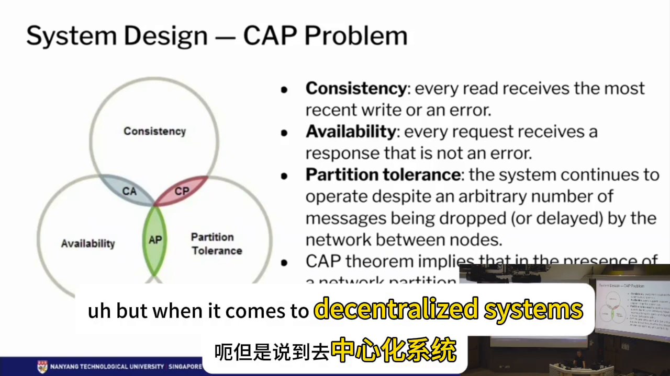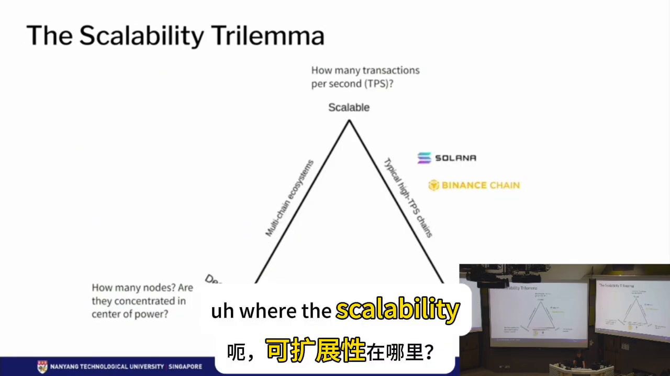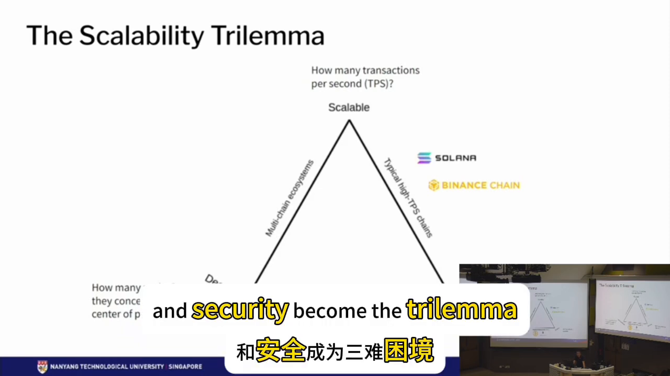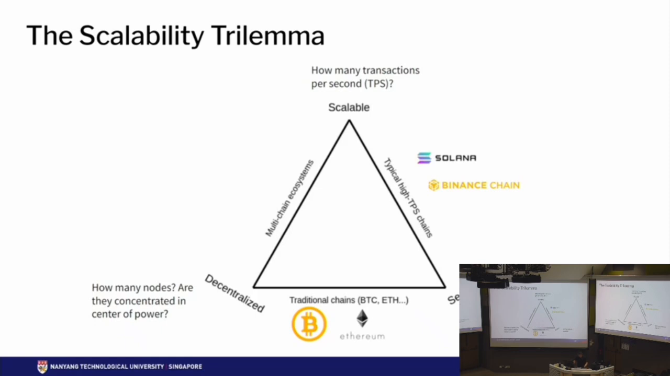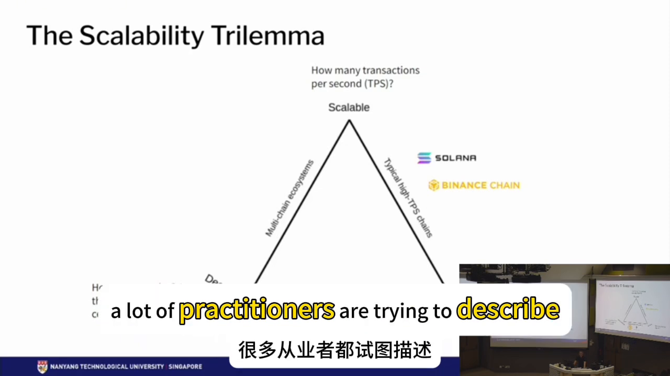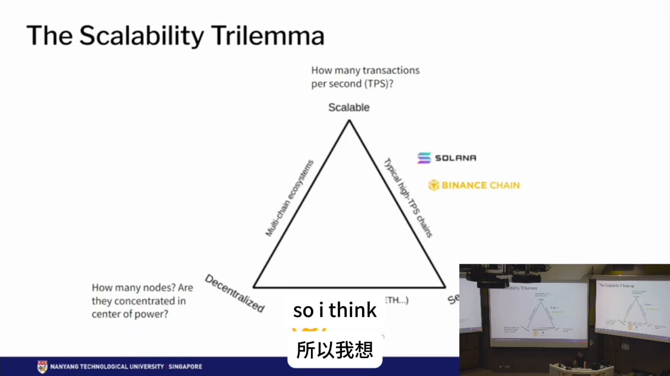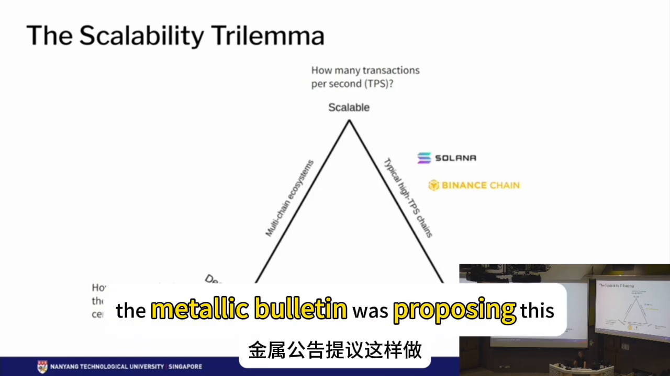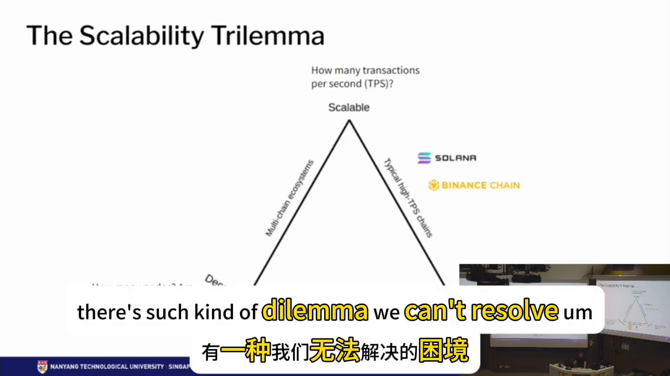But when it comes to decentralized systems, this chart becomes like this, where scalability, decentralization, and security become the trilemma, and no single blockchain can solve this issue in one go. Yeah, so this is a typical trilemma issue that a lot of practitioners are trying to describe and solve. I think the most popular one is what Vitalik Buterin proposed for Ethereum, a trilemma we can't resolve.